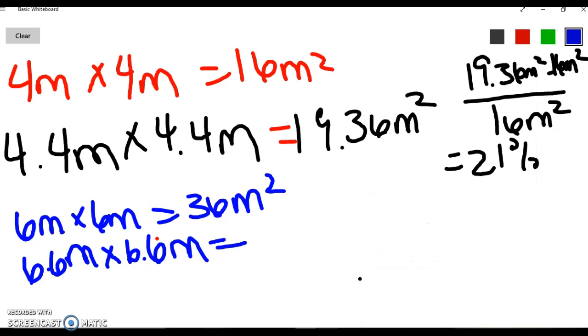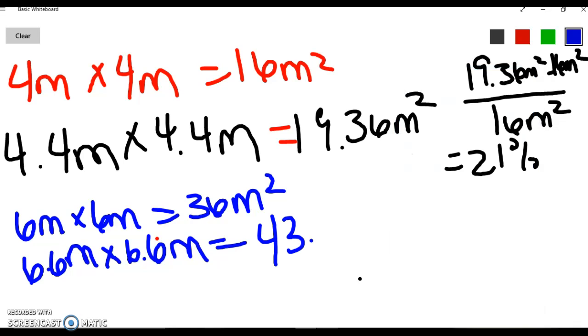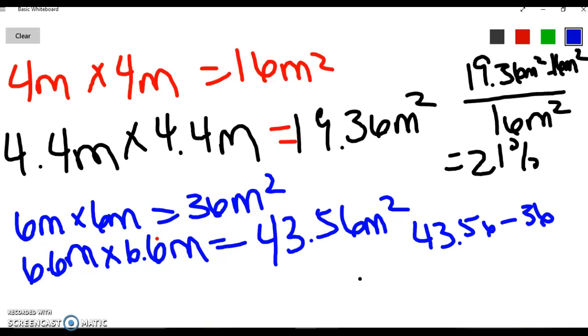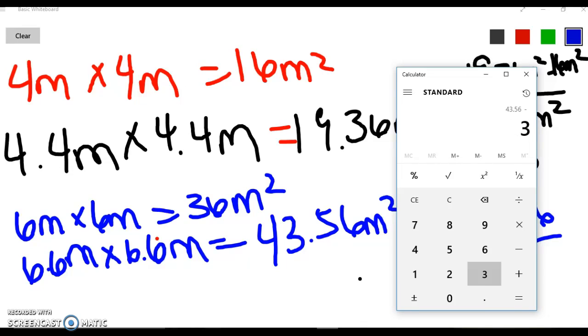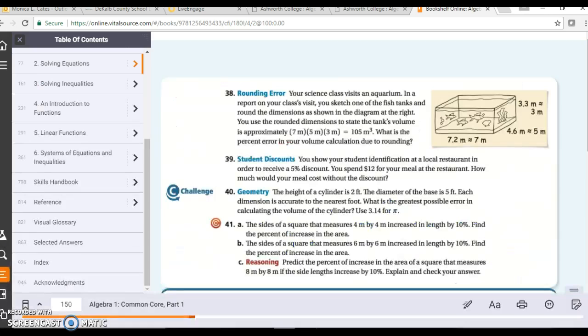So that's 6.6 times 6.6, which is 43.56. Okay, so we can do the math for that as well. So it's going to be 43.56. I'm going to leave off the meter squared just because of space. Minus 36 all over my original amount, which is 36. Put that in our calculator. Minus 36 divided by 36, and I get 0.21 or 21% again. So far we got 21% twice.